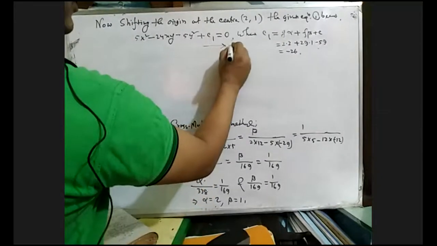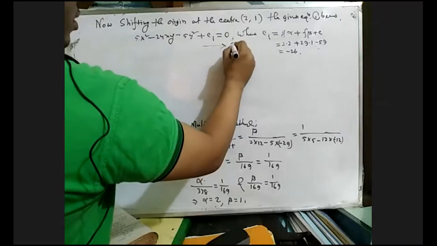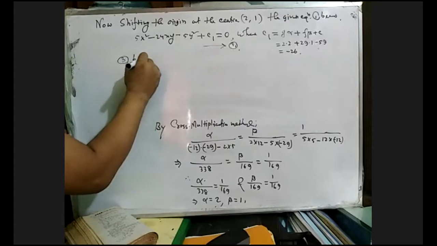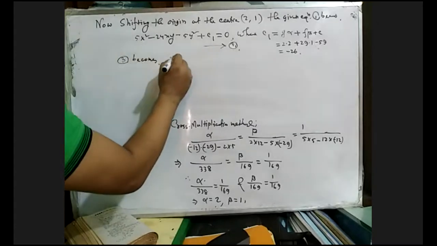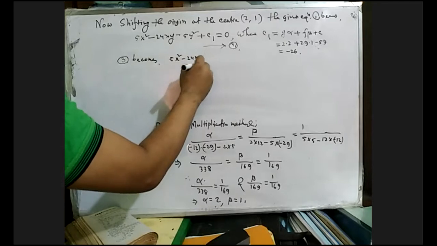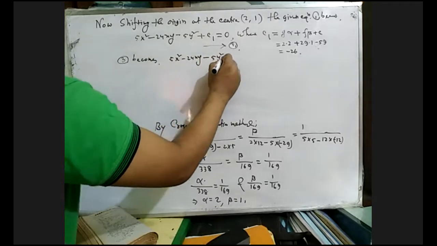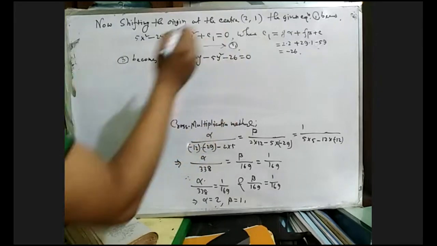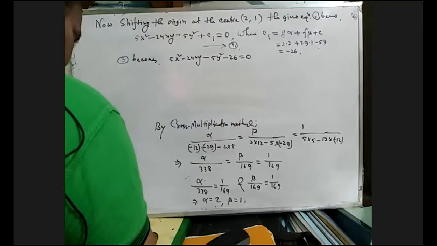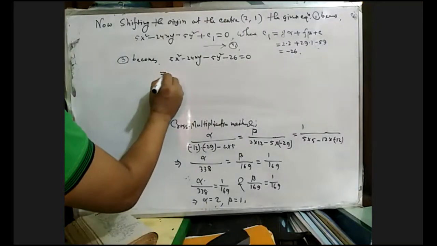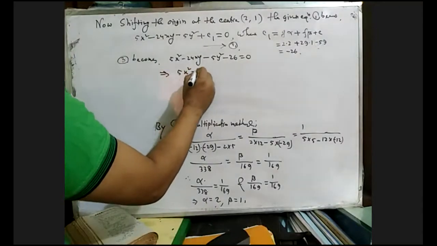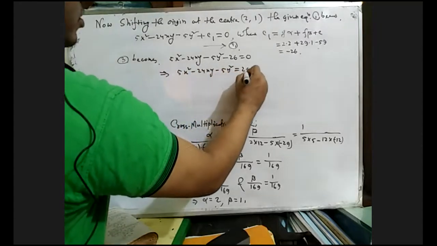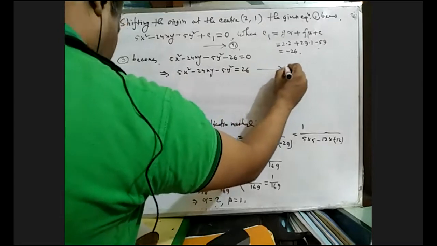So this is equation number 3. So 3 becomes 5x square minus 24xy minus 5y square minus 26 equals to 0. Just putting the value of 26. This is equation number what? 4.